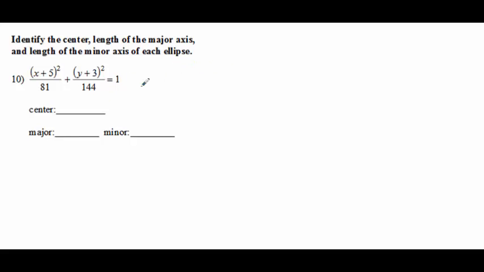Identify the center, length of the major axis, and length of the minor axis. So the center, we just grab these numbers. This 5 and 3, we change their signs because they're in parentheses. Now, the major and minor axis comes from these bottom numbers. We have to square root and then double the numbers on bottom. So we square root and get 9 and 12, but that only gives us part of the major and minor axis. So we have to double it to get all the way across. So the major one is the bigger number, which will be 24 when we double 12. And then our minor will be 18 when we double 9.